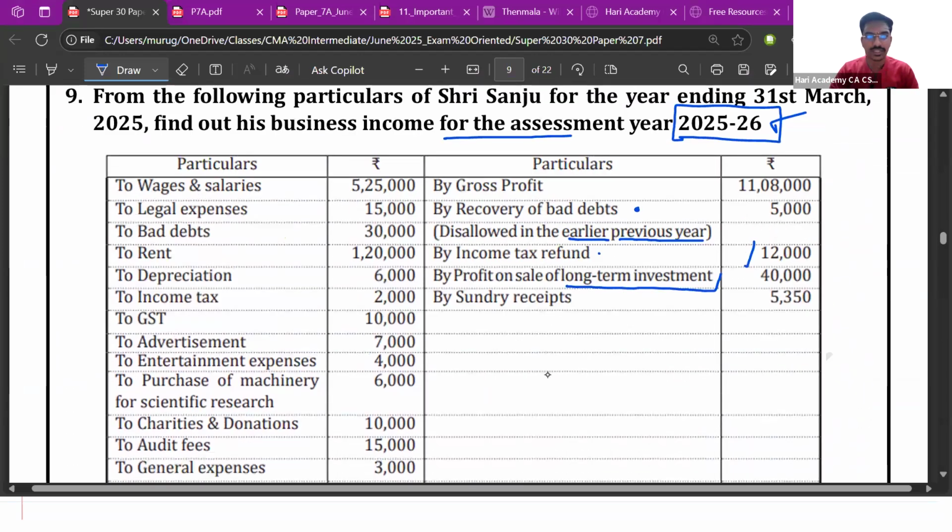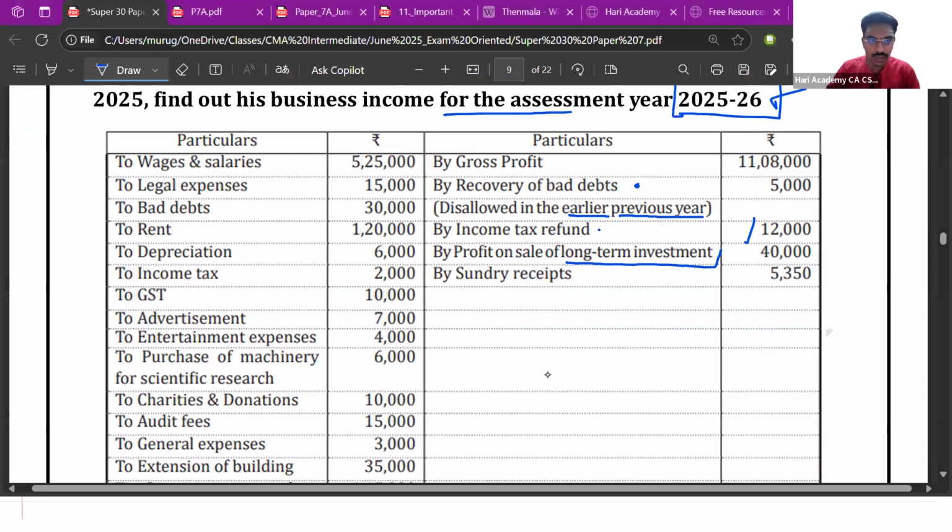Okay. Second, now come here. Wages and salaries, we do not have any problem. Legal expense, no problem. Bad debts, no problem. Rent, no problem as of now.